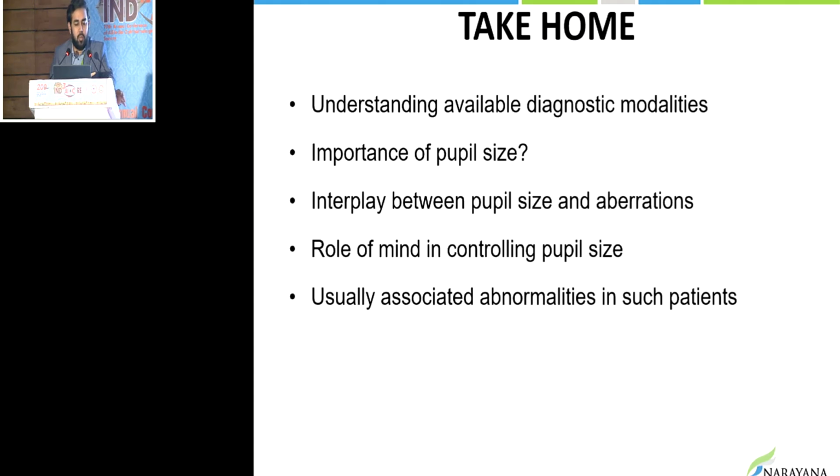So when you suspect a patient and you do not know what exactly is going on, either the optics is very bad but the patient has a relatively good quality of vision, or the optics is relatively good, well preserved, but the patient has a really bad quality of vision. In these cases, you should be able to understand which diagnostic modality to use and how to interpret them. The importance of pupil size has to be interpreted along with the optics, and understanding the patient's mental status is very important. The interplay between pupil size and aberrations, I hope the point is driven. And the role of mind is definitely something that ophthalmologists have to look into when they assess patients with quality of vision not correlating well with the optics. And these patients always have an associated orthoptic issue which has to be considered. Thank you.